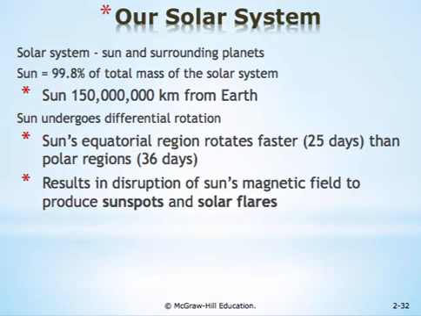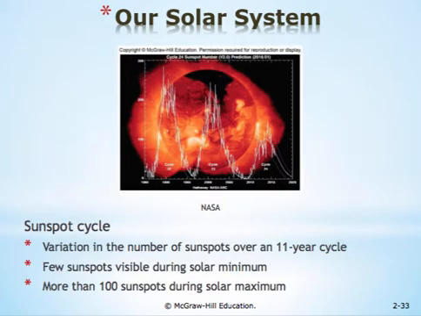Wow. And you might say to yourself, well, how does that happen? It's all together on one sphere. Think about it. The sun is made of gas. Therefore, the equatorial region can move separate from the polar region. This results in disruptions of the sun's magnetic field, and it produces sunspots and solar flares. Sunspot cycle is a variation in the number of sunspots over an 11-year cycle.